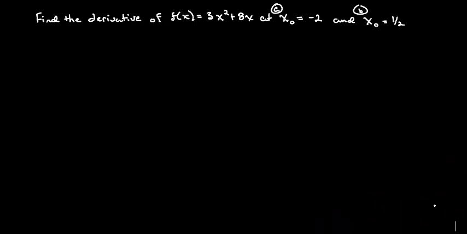We're asked to find the derivative of the function f of x is equal to 3x squared plus 8x. And now there's two parts to this question. First, we want to find it at -2, and then the second time we want to find it at 1/2. What's this question actually asking? It's asking us to take this function 3x squared plus 8x.